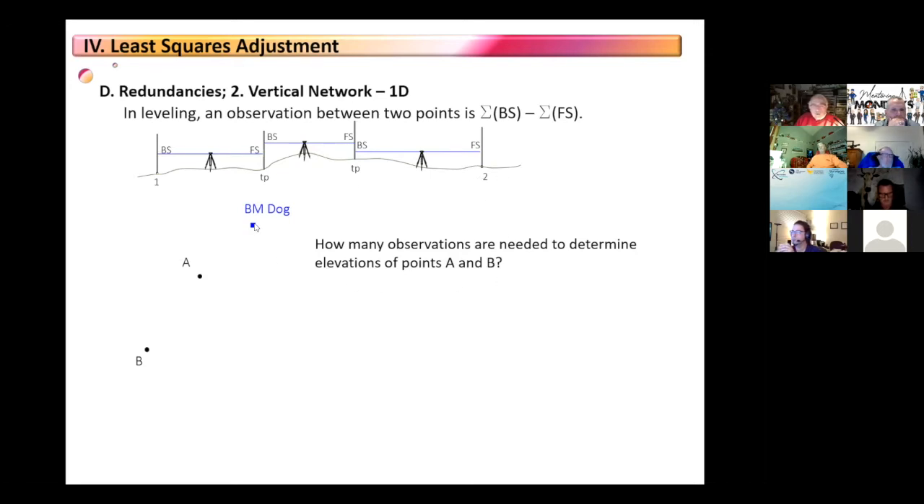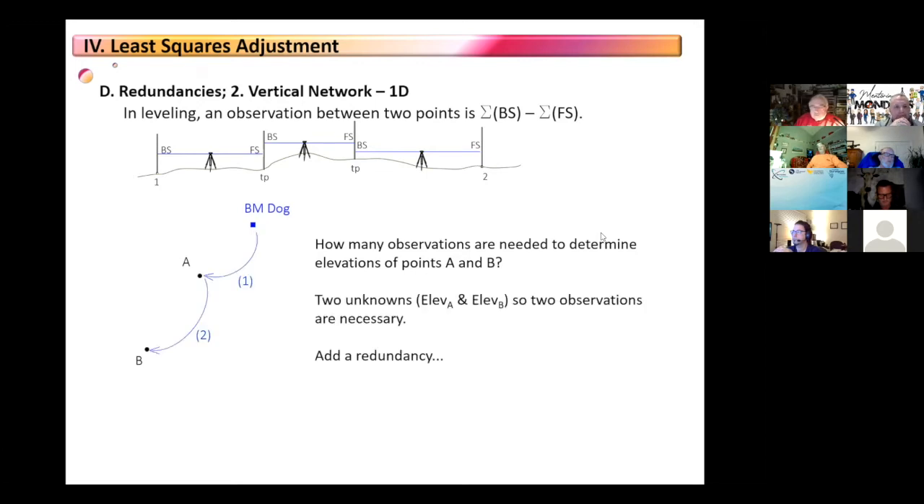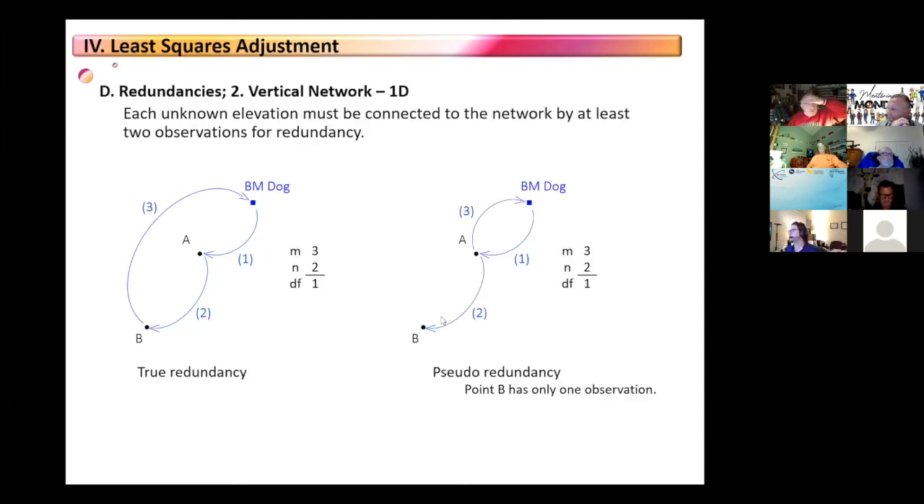So if I'm going to go from BM Dog to A to B, how many observations are needed to determine the elevations of points A and B? Well, we need a minimum of 2. But 2 doesn't give us any redundancy, because we've got one measurement and one unknown, a second measurement and a second unknown, so we have a unique solution. So we're going to add a redundancy. The question is where do we add a redundancy in order to make sure that we've got a redundant network?